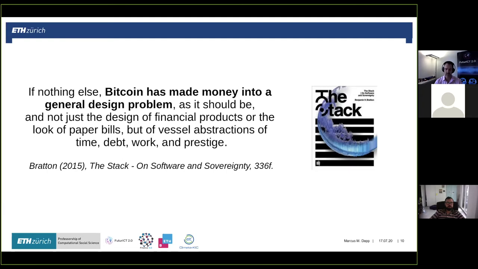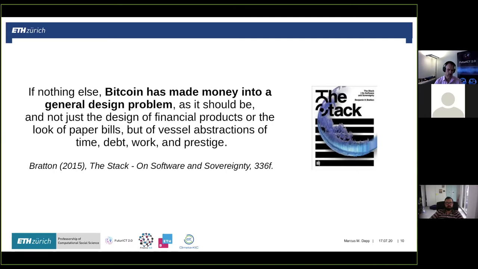It reflects many more things, and we should, because we can, because this technology is around today, we should start rethinking the notions of value and rethink how money is and should be designed much more carefully than we have in the past.